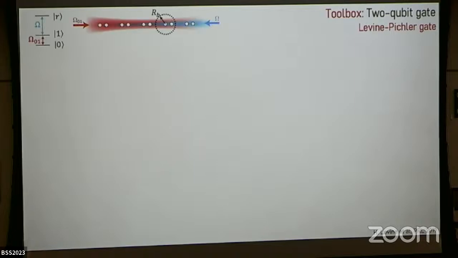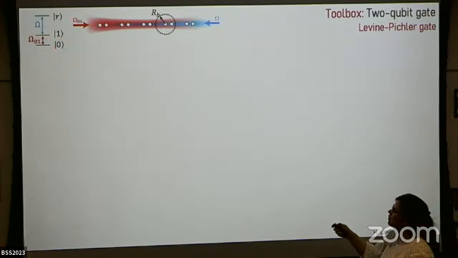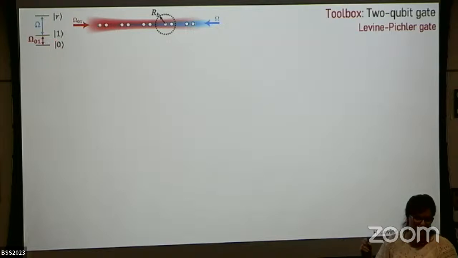So the idea is the following. Let's say that you have this row of atoms, and you divide them in pairs such that the atoms within the pair are blockaded, but the different pairs of atoms are not, okay? So the different pairs of atoms are basically non-interacting. Now here you have both, so all the atoms have this coupling to the Rydberg states and the one between the two qubit states, 0 and 1.